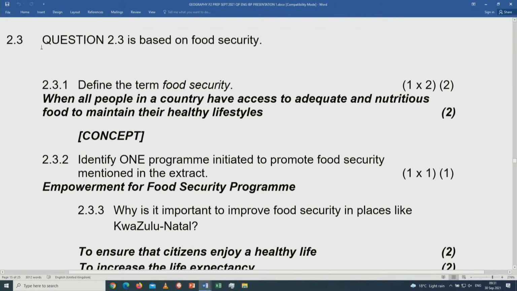Question 2.3 is based on food security. Okay. Food security. 2.3.1 says define the term food security. Again here, this is a concept. Be careful of that. It is a concept. So food security is when all people in a country have access to adequate and nutritious food to maintain their healthy lifestyle. So that is 2 marks for that concept. And it is very, very important to look at these keywords again: nutritious, adequate, and healthy lifestyle when you allocate marks for this one, food security.